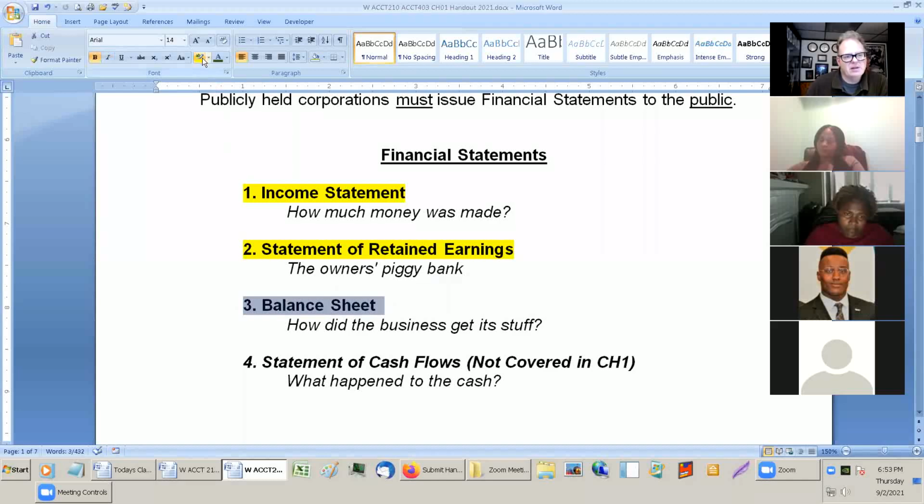And the balance sheet has all the stuff that the company owns, and it tells how it got that stuff. So, we have these buildings, we have this equipment, we have this inventory. This is all the stuff we have, and then it also tells, okay, how do we get it? Buildings just don't magically appear. They have to come from somewhere. So where did they come from?